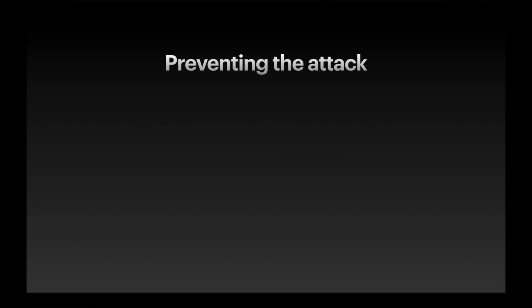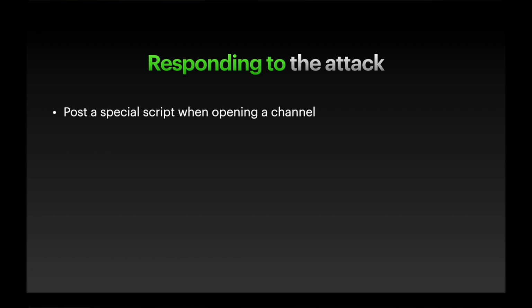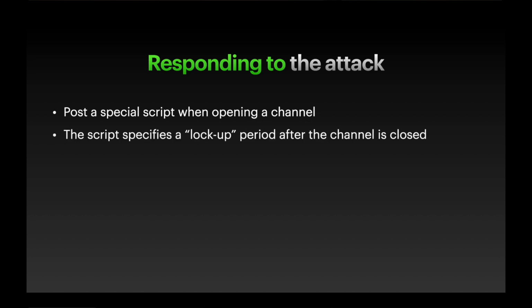So, preventing the attack. The thing is, you can't really prevent the attack because you cannot stop someone from posting an earlier commitment that's been invalidated. However, you can respond to the attack due to the nature of this super special magic Bitcoin script that I mentioned a moment ago. So when you open a channel, there's this additional step where you include this script, and this again is all done automatically. You don't have to think about this stuff. There's a script that's included in your transaction where you open the channel. What does this script enable you to do? It specifies a lockup period after the channel is closed.